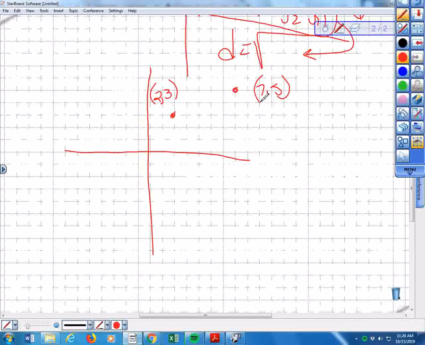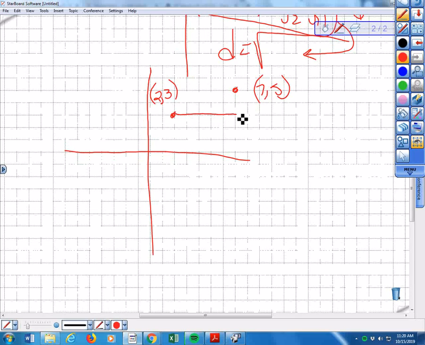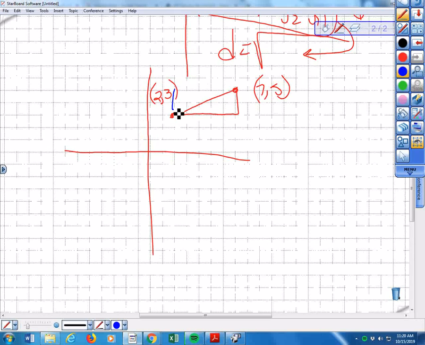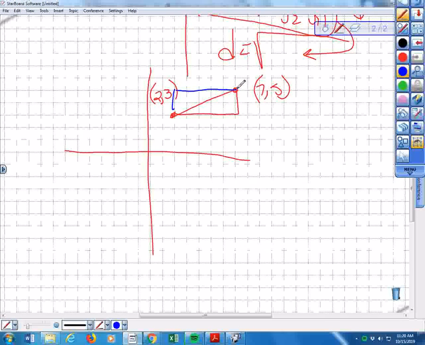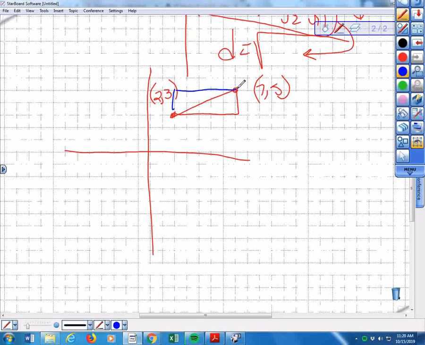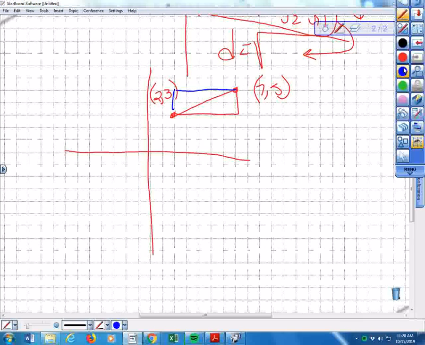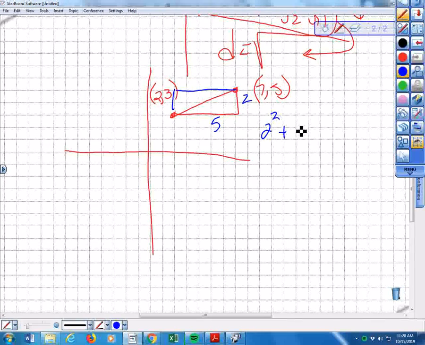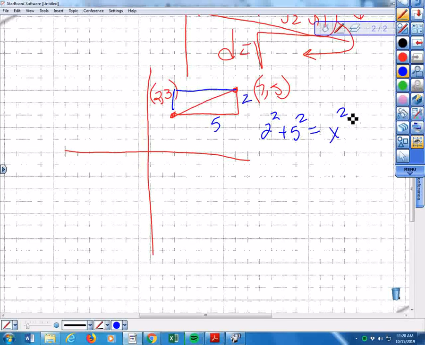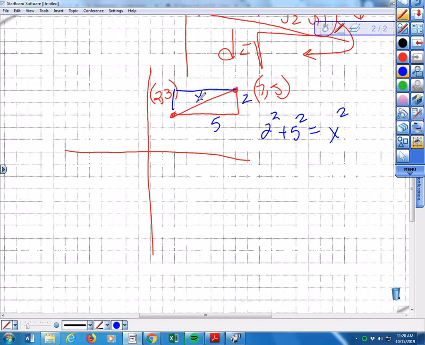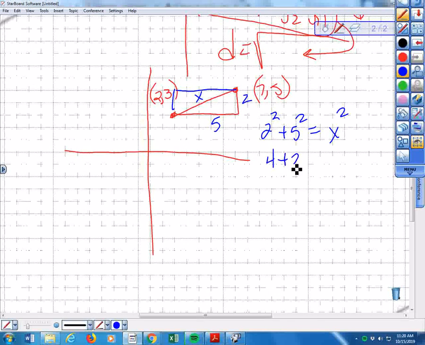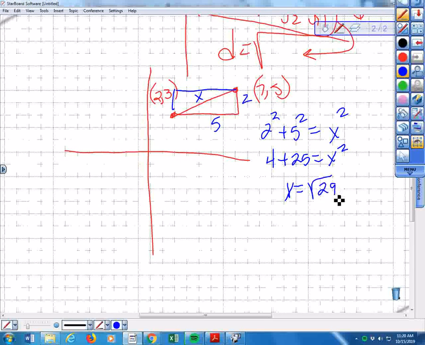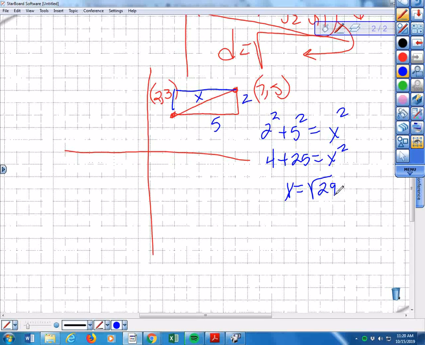Okay. So if I'm going to draw a triangle, that's mine. It is perfectly fine to draw that too. You're going to get the same answer. On my triangle, I know 1, 2, 3, 4, this is 5, this is 2. So I take 2 squared plus 5 squared is equal to, just call this x, what I'm looking for, the distance. I just call it c squared. 4 plus 25 is x squared. So x is the square root of 29. That's it. That's the distance.